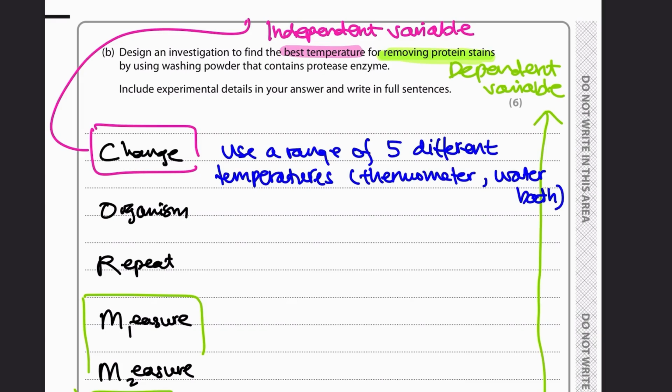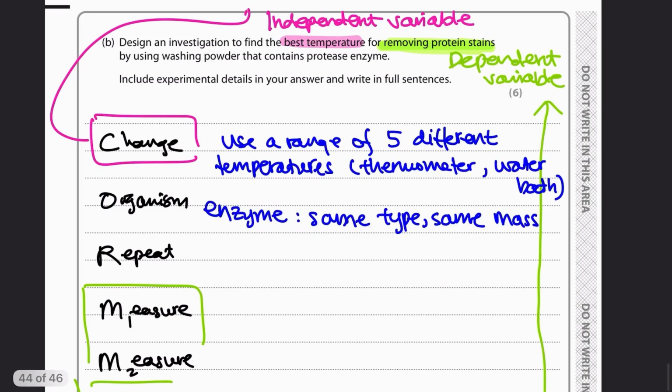So that's the change. What organism are we using? We are using enzyme. And when you're thinking about the organism, especially for biology, unless that is your independent variable, you should be keeping it the same. What does that mean? It should be the same species. But an enzyme's not really a living thing, so the same type of enzyme. What else is important about the enzyme? Same type, same mass. Do not say same amount, guys, because amount is too vague for a science paper. So the mass of the enzyme, all of these are important.